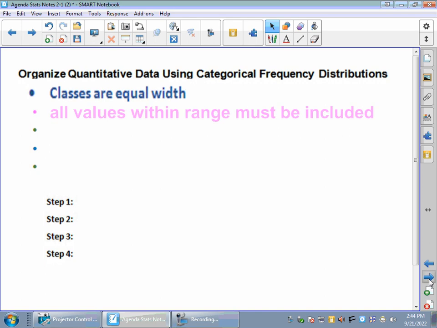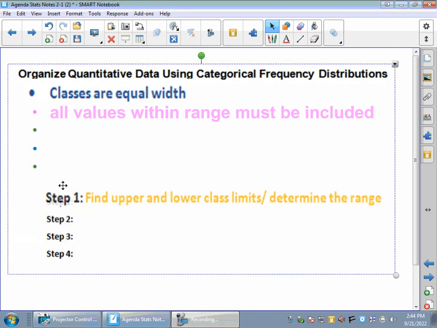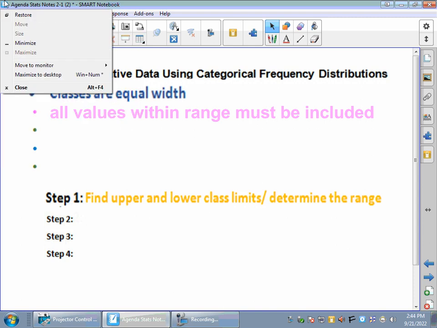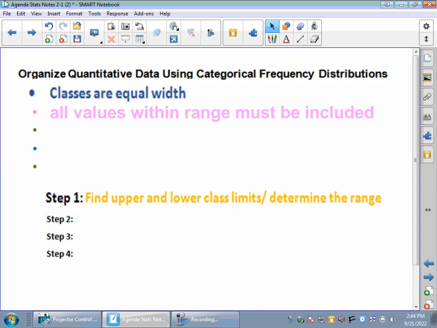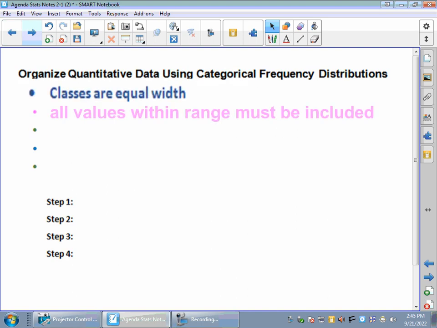We need to check to make sure that all of our values within the range must be included. Again, what's the point of collecting all this data if we don't include all of it on our frequency distribution table?